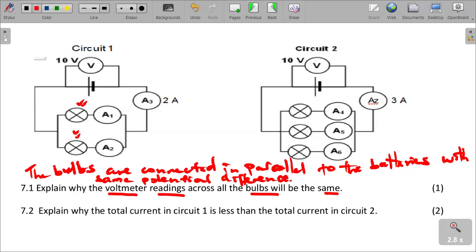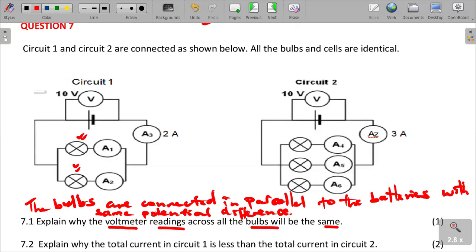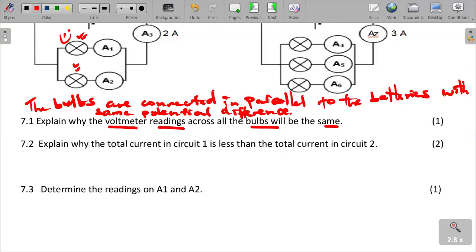That's what is happening. We are saying the batteries are connected, the bulbs are connected in parallel. As you can see, the bulbs are connected in parallel. We have got 1 and then 2 there. They are connected to the batteries with the same potential difference, the same voltage. You understand? So therefore, the voltmeter readings can be the same.